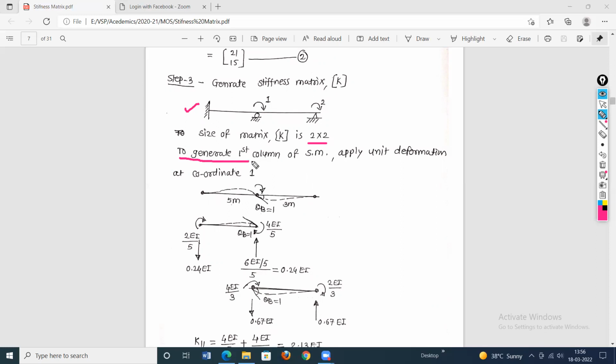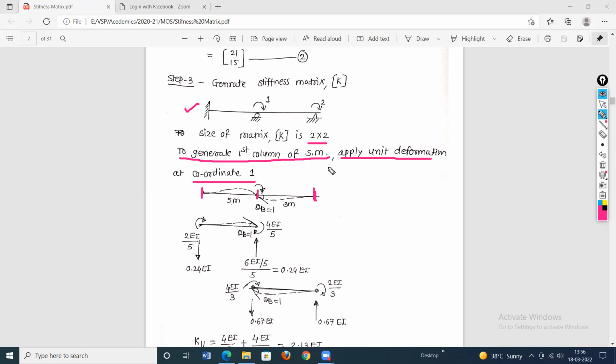So write a line to generate the first column of the stiffness matrix. Apply unit deformation at coordinate 1. Here this is coordinate 1. Before applying unit deformation, first of all, apply fixity at the ends of each part. So this is A, support, provide fixity here, restraint here. At B, provide restraint. At C, provide restraint.